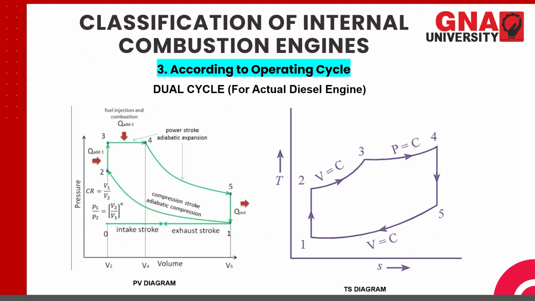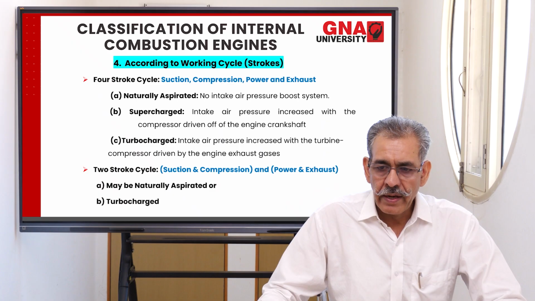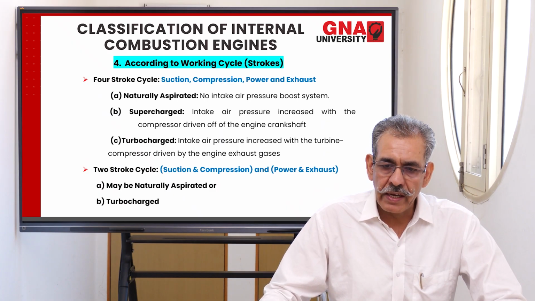One is isochoric and the other is isobaric. After the isobaric heat addition, the power stroke or adiabatic expansion takes place, and finally the heat is rejected by the engine, and you have the final stroke as the exhaust stroke. The same PV diagram and the same processes are shown in the TS diagram here. Next we talk of the working cycle.